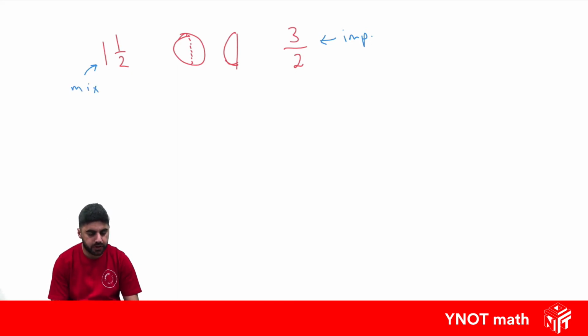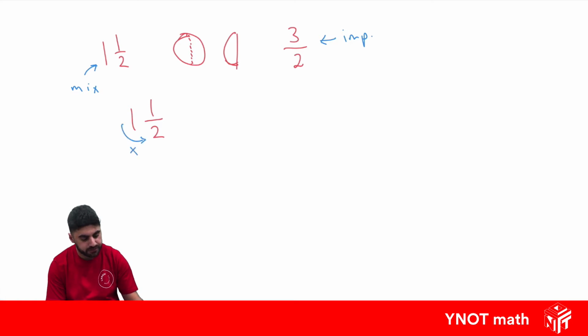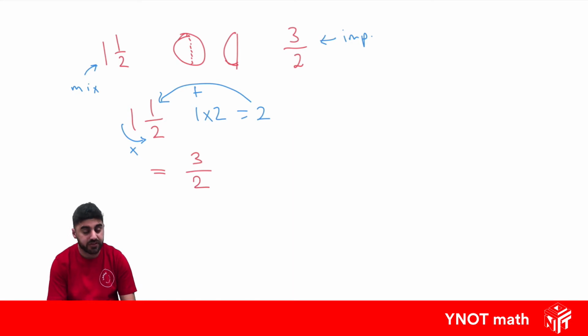Now, how do we change between the two? If we have the mixed numeral, what we do is we times the whole number by the denominator. So 1 times 2 is going to give us 2. Then we add it to our numerator, and that's going to give us 3. And we put it over whatever denominator we have to give us 3 over 2.